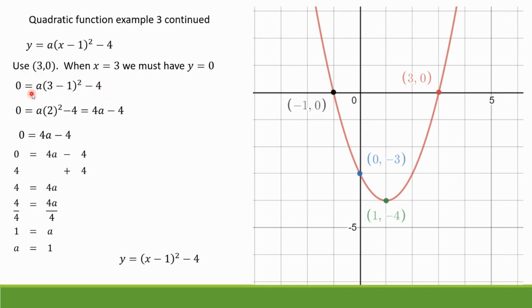We have 0 is a times (3 minus 1) squared minus 4, which is a times 2 squared minus 4, which is 4a minus 4. Again, I like to write the unknown after the number like this. It's just like what we do in polynomials. So this is 0. Hence, this is true.